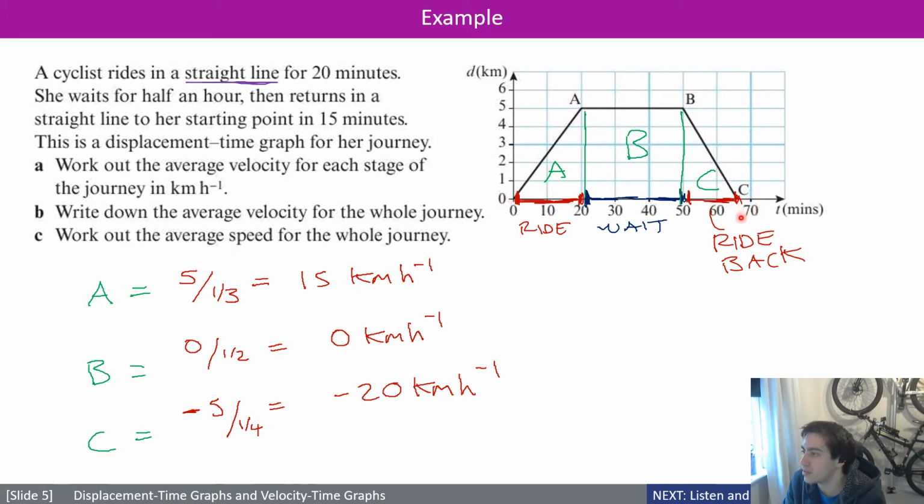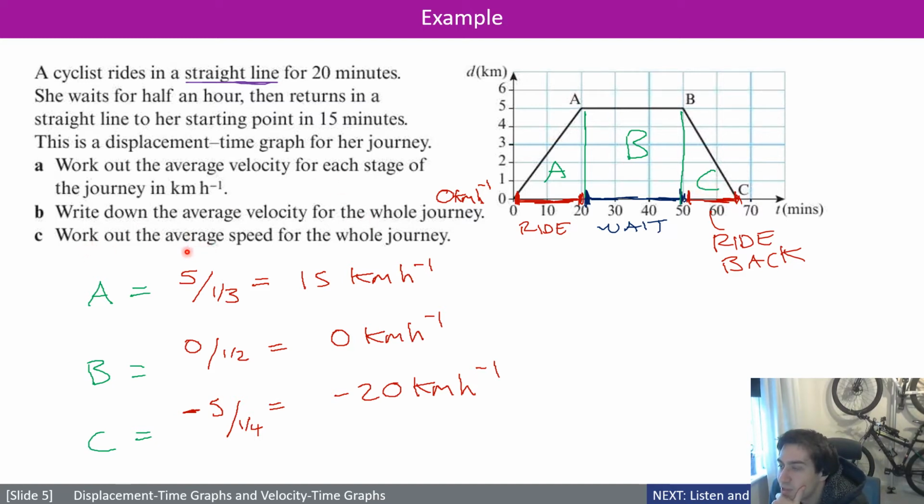And we can see why, in particular, because here, the total displacement of the whole journey is 0. So this is just like my trick question at the very beginning. The average velocity is just 0, right? For part B, it's just 0 kilometers per hour, because the total displacement of this cyclist is 0. Right, 0 divided by 65 minutes.